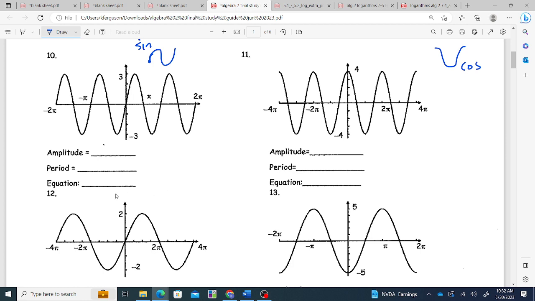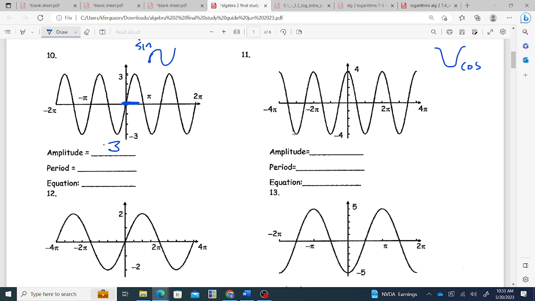So let's work with what we got here. This is a sine graph, right? Next, I want to know what the amplitude is. The amplitude is 3. The amplitude is how far it is from the midline to your highest point or the midline to your lowest point. I'm looking at number 10. My midline is right here, so my amplitude is 3.